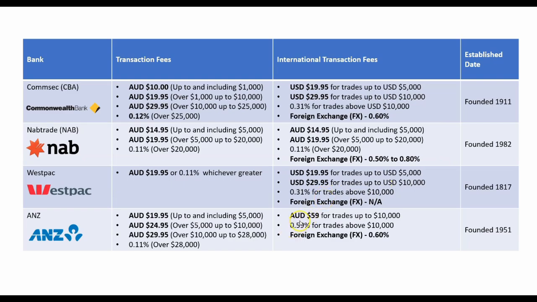And then you've got ANZ, which charges a flat rate of about $59 for trades up to $10,000, and then a foreign exchange of about 0.6%. So it's very competitive to see. Basically, Westpac and CBA have almost the same fees with the exception of the foreign exchange. So if I had to pick from one of these four big banks, this is what I would basically pick.